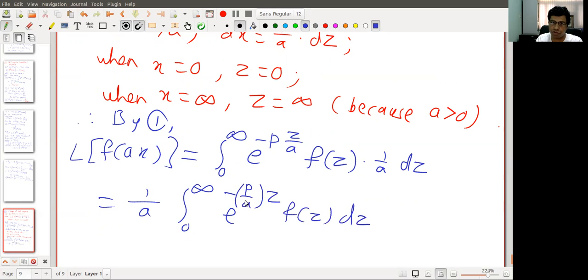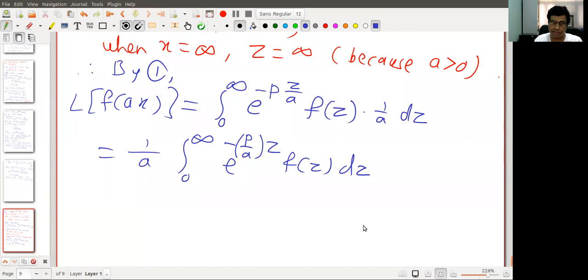Now if we write p upon a as p1, then this is integral 0 to infinity e raised to minus p1 into z f of z dz. This is nothing but the Laplace transform of function f, and the transform variable is p1. So this is capital F of p1. So this is nothing but 1 upon a into capital F of p by a. And this is the required thing. This is what we wish to prove.